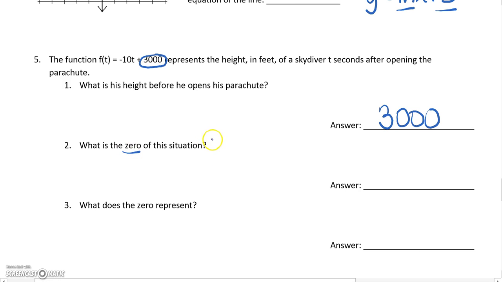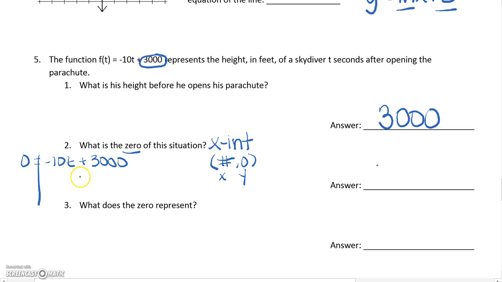So 0 is your x-intercept. And so an x-intercept is when you have a number and 0. So you know that the y value is 0. So you can use that and plug it into your equation. So you'd have 0 = -10t + 3,000. Now you can solve it for t. So you'd subtract 3,000 from both sides. So 0 minus 3,000 is negative 3,000. And then your last step would be to divide by negative 10, and that'll give you your answer. t equals whatever you get.